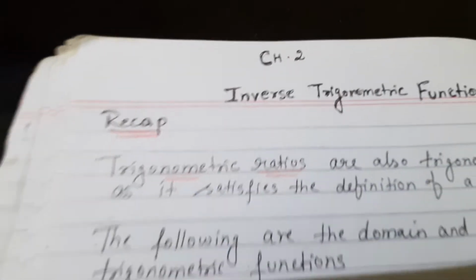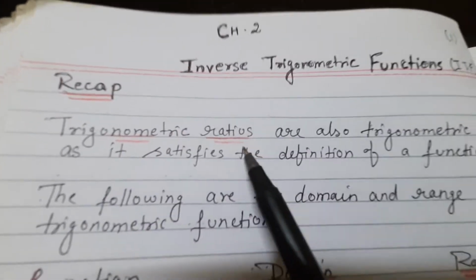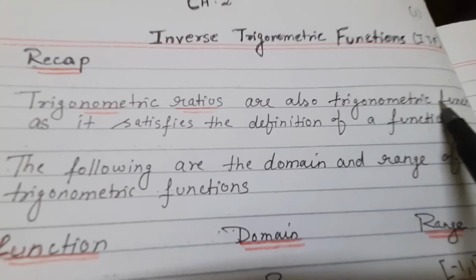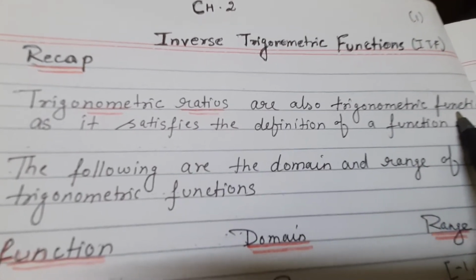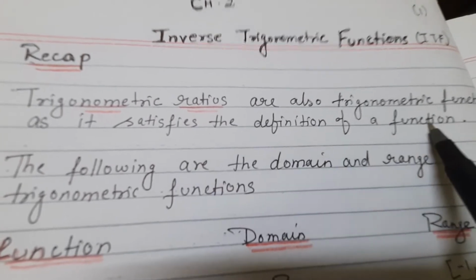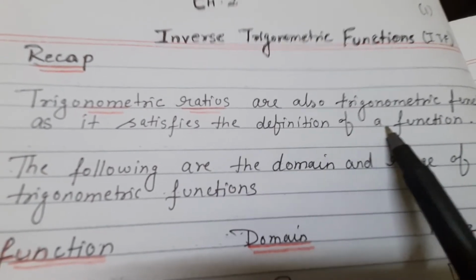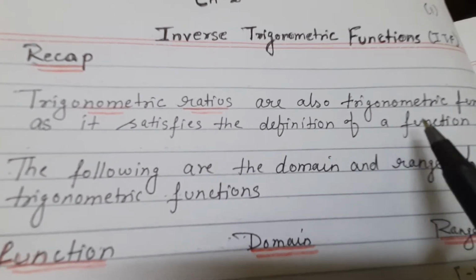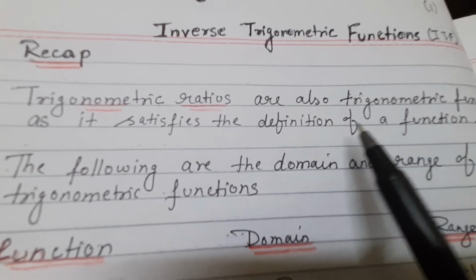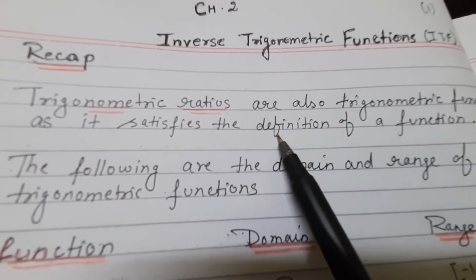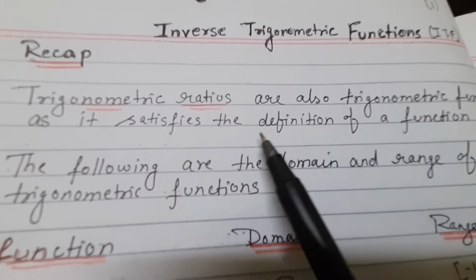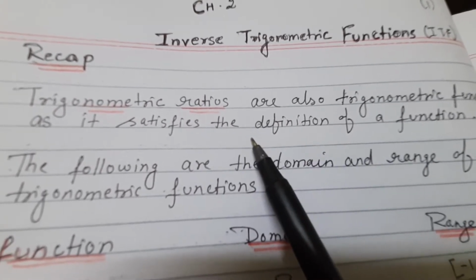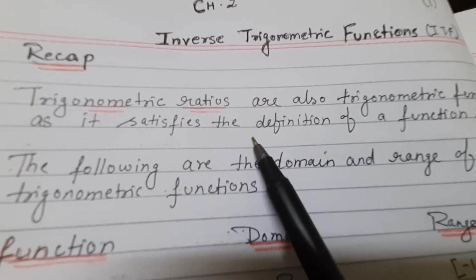So let's do a quick recap. Trigonometric ratios are also trigonometric functions. Why are they trigonometric functions? Because they satisfy the definition of a function. What is the definition of a function? If f is a function from A to B, then every element of A will have a unique image in set B. All the trigonometric ratios satisfy this.